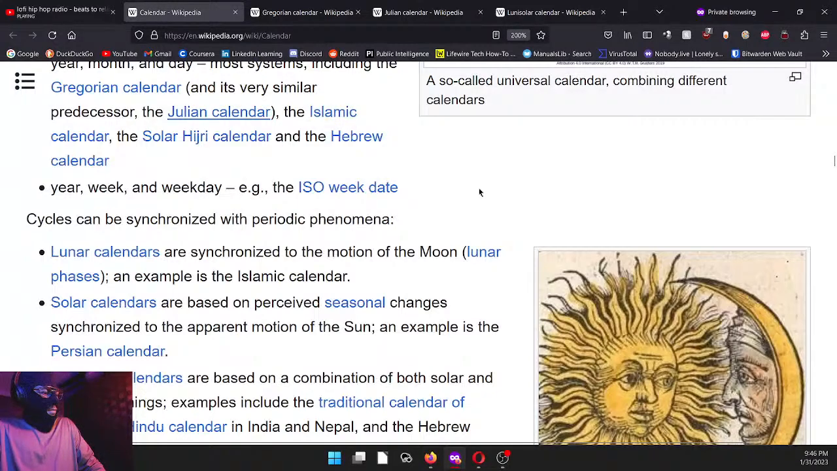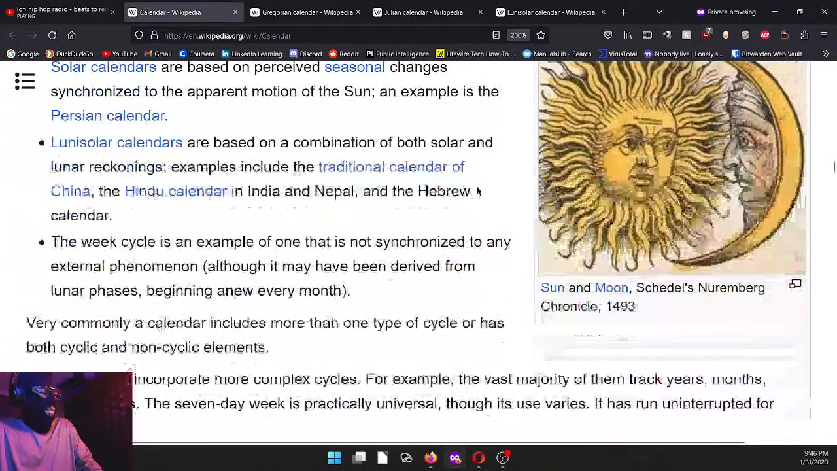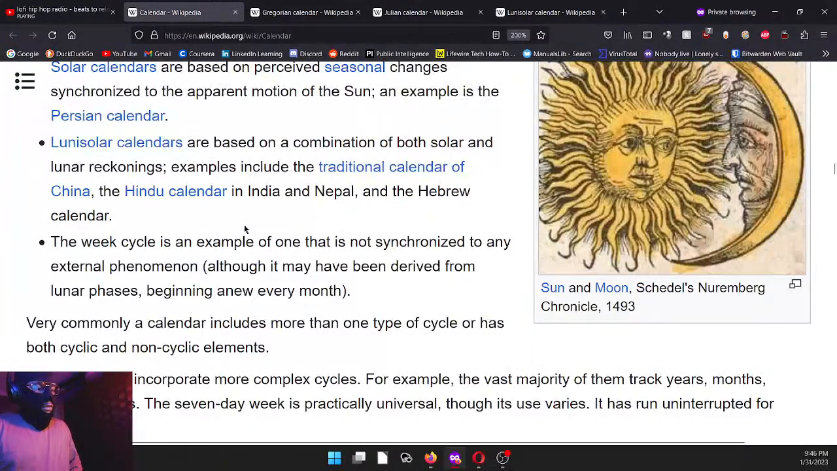Cycles can be synchronized with periodic phenomena. Lunar calendars are synchronized to the motion of the moon. Solar calendars are based on the perceived seasonal changes, synchronized on the apparent motion of the sun, an example being the Persian calendar. And lunar solar calendars are based on a combination of both solar and lunar reckonings. Examples include the traditional calendar of China, the Hindu calendar in India and Nepal, and the Hebrew calendar. Okay, so the Hebrew calendar is lunar solar.